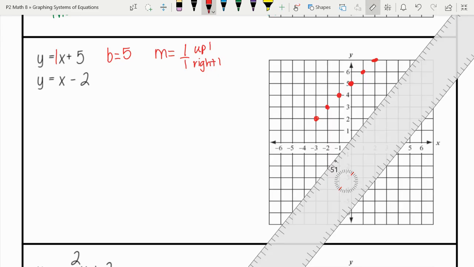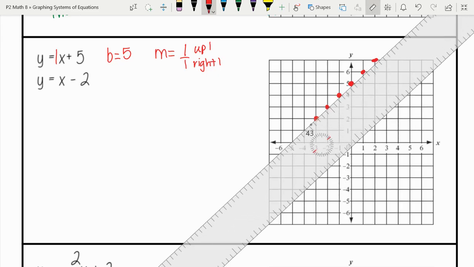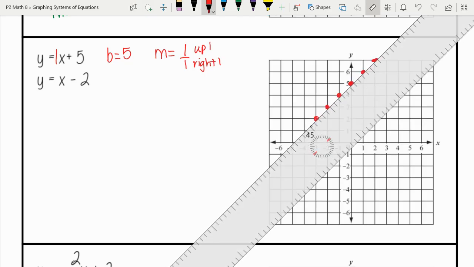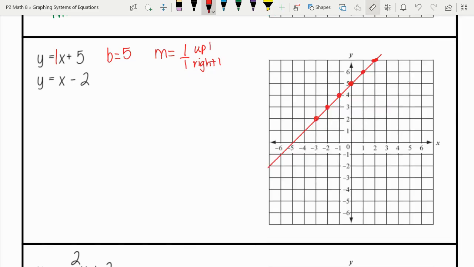And I'm happy with those. So we're going to go ahead and connect them to create our line, just like that. Okay, we're going to repeat the same thing for the next line, which is y equals x minus 2.